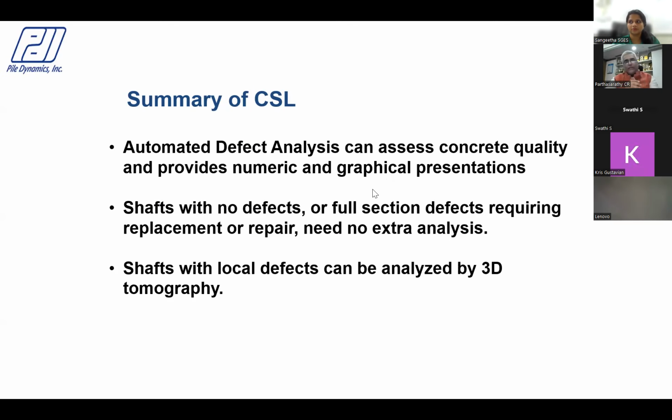Now, the limitation of CSL: you are scanning only within the reinforcement. Okay, you're not having any information outside the reinforcement. And also the alignment or tilt of the cage is not known. So how to overcome this limitation of CSL? We have what we call the thermal integrity profile.